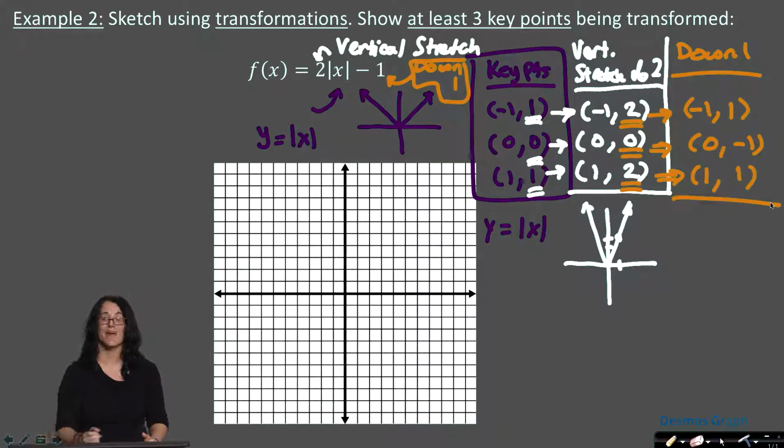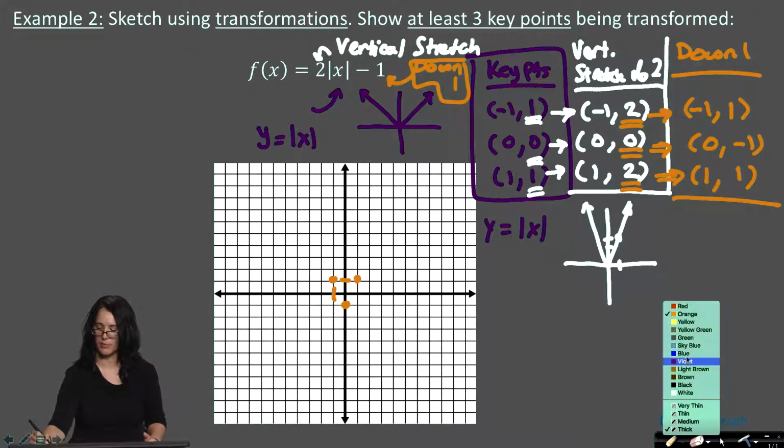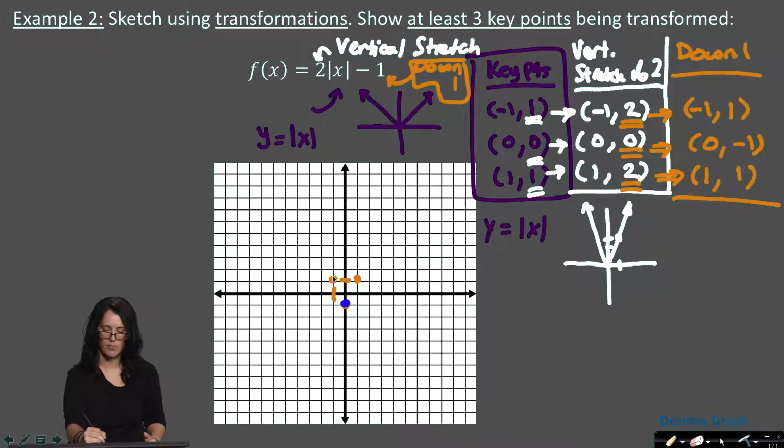So let's see where we are. We're at negative 1 with an output of 1. We're at 0 with an output of negative 1. And we're at positive 1 with an output of 1. And what's the shape of the graph? Right, V-shaped. So let me get another color you can see better here. How about blue? So we take those 3 points that we just got here. This is the graph of y equals 2 times the absolute value of x minus 1.